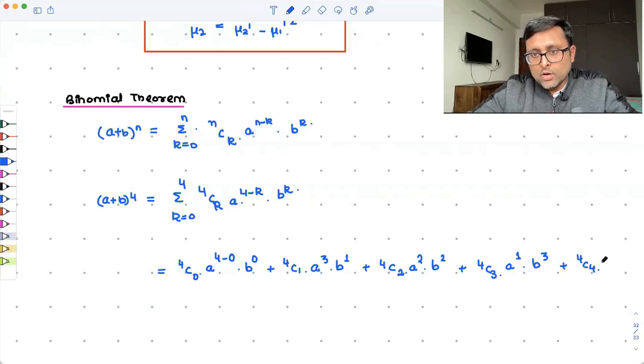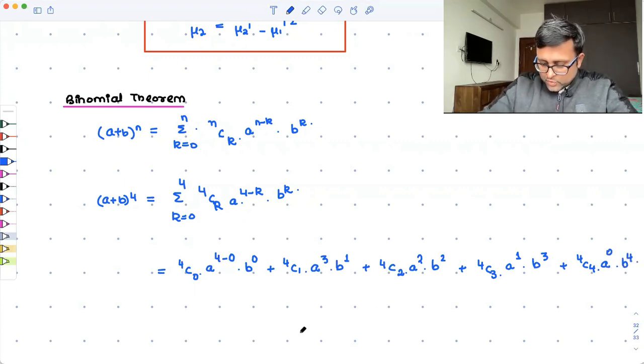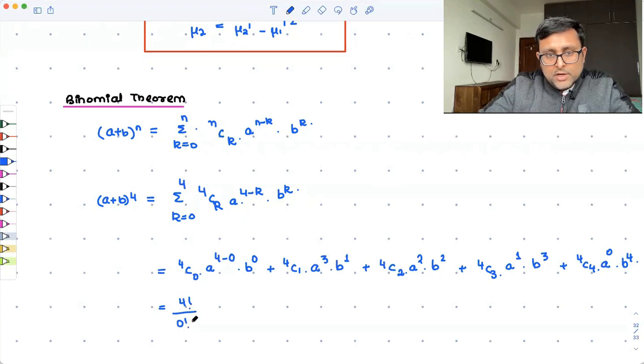And 4C4 a to the power 4 minus 4, that is 0, and b to the power 4. I'm sure you know how to calculate this. This is 4 factorial upon 0 factorial into 4 minus 0 factorial, that is 4 factorial. A to the power 4, b to the power 0 is just 1. 4C1 is 4 factorial upon 1 factorial into 4 minus 1 factorial, which is 3 factorial.